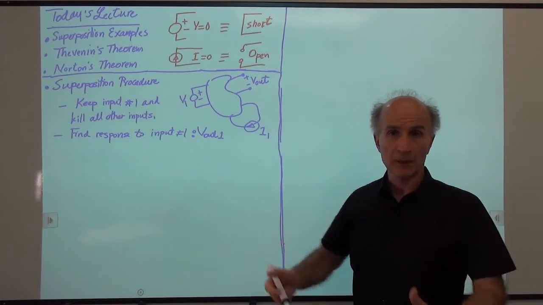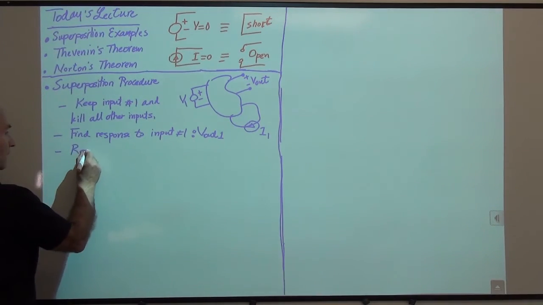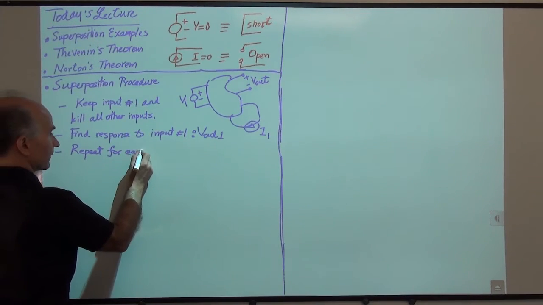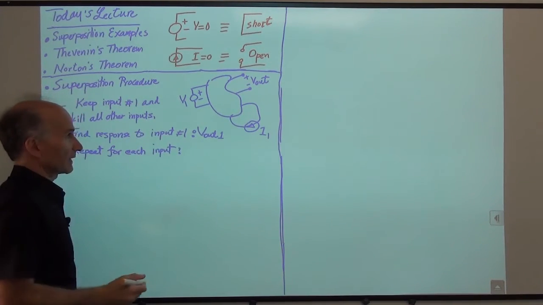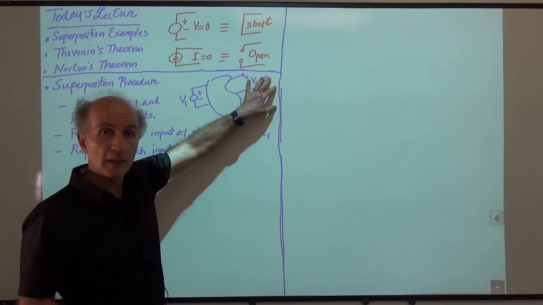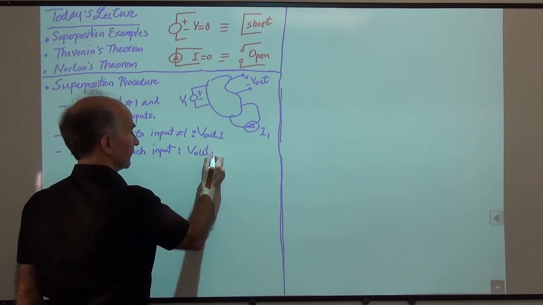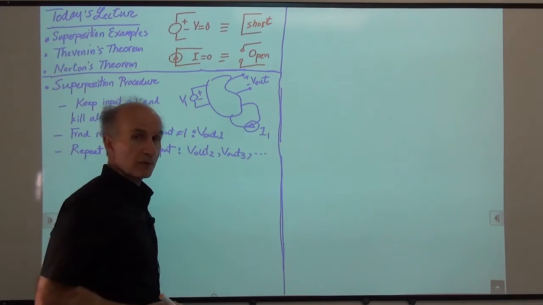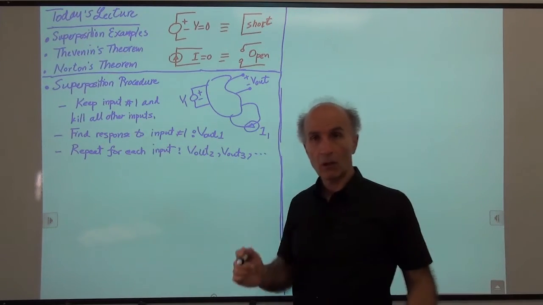We will repeat this process now for other inputs. So repeat for each input. So for example, I set this to 0 and I consider this. This gives me some V out, and we'll call that, for example, V out 2, V out 3, etc. Right? Each of the independent sources will give us an output.